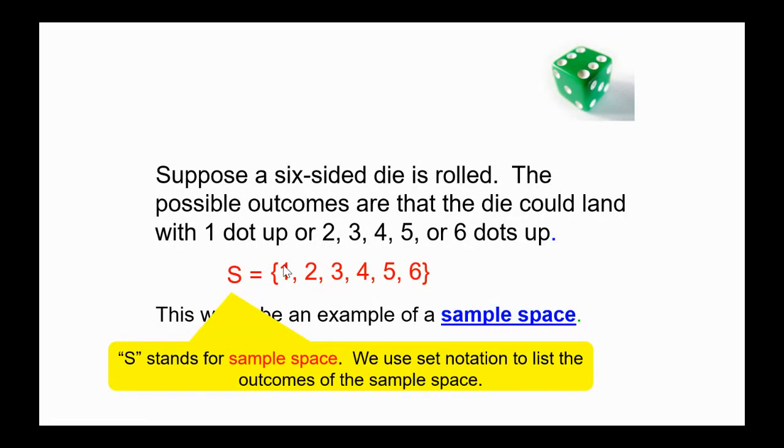Now, let's say I came to you. I didn't know any better. I haven't had statistics before. I came to you and said, hey, I'm going to roll this die. I have a fair die here. I'm going to roll it. What's the chance I roll a 1, 2, 3, 4, 5, or 6? What would y'all tell me?